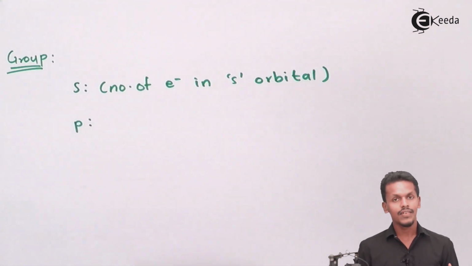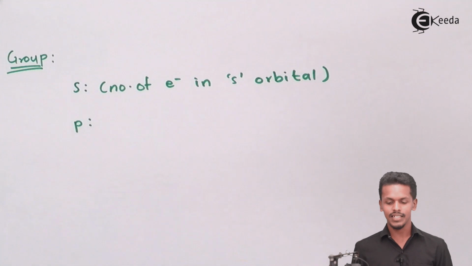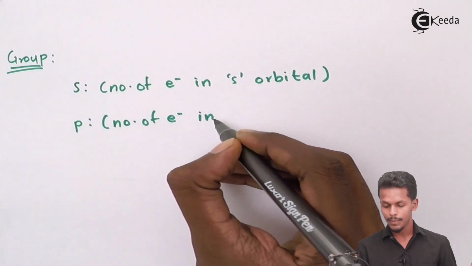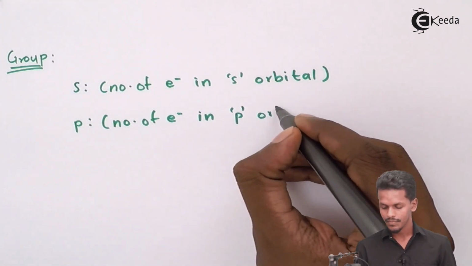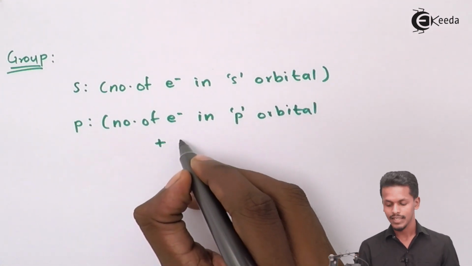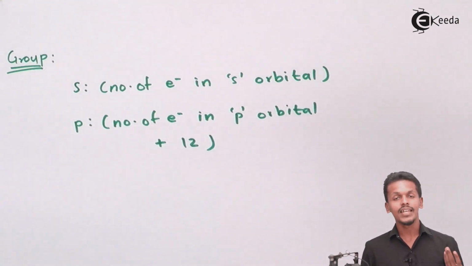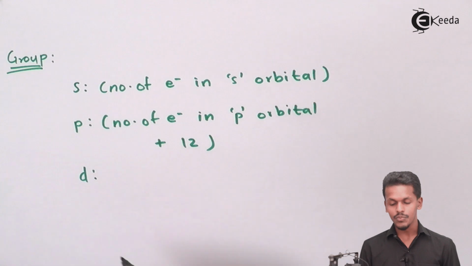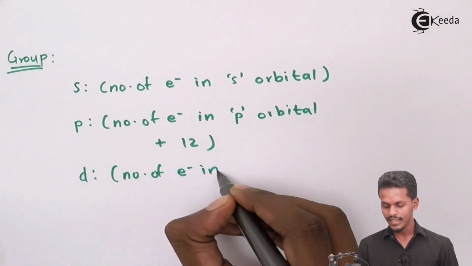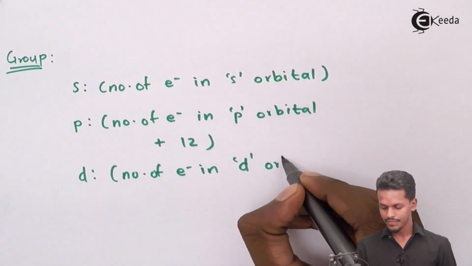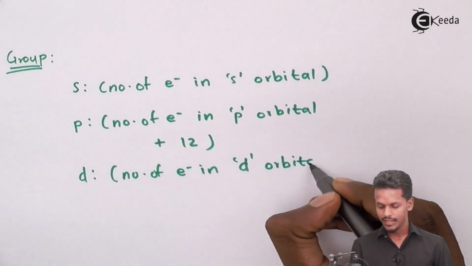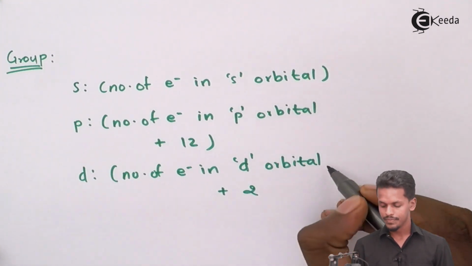For P, it can be easily determined: the number of electrons in the P orbital plus 12. And when it comes to the D block, the calculation is very easy: it is the number of electrons in the D orbital of that particular element, once we know its electronic configuration, plus 2.